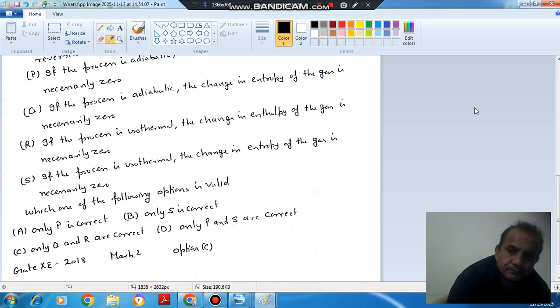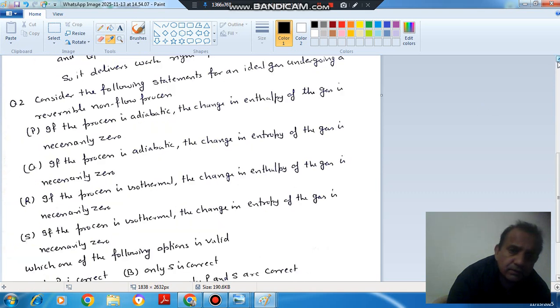So here we check the first statement. Enthalpy has no relationship with the adiabatic process, so note that. In an adiabatic process, heat transfer is zero, but enthalpy we cannot say. Okay, so this is wrong. And Q, if the process is adiabatic, the change in entropy of the gas is zero. That is correct, because the process is reversible. For a reversible adiabatic process, the entropy is constant. So the change in entropy is zero.